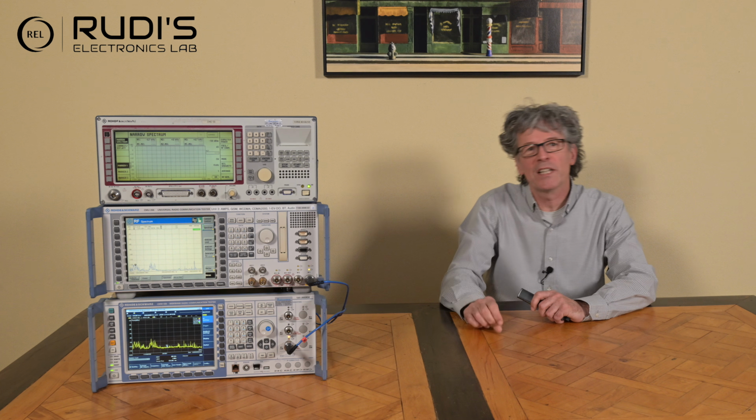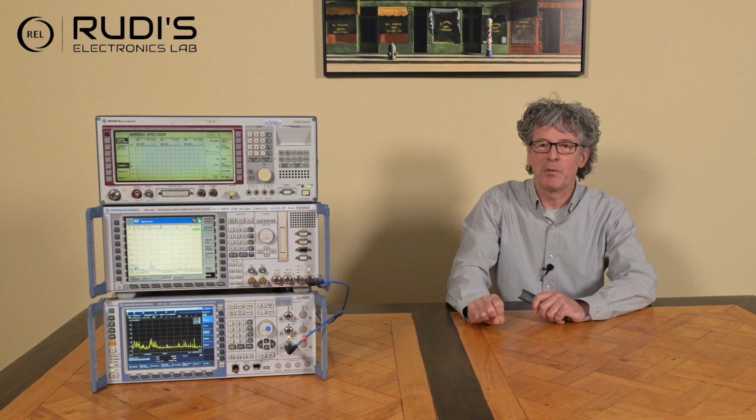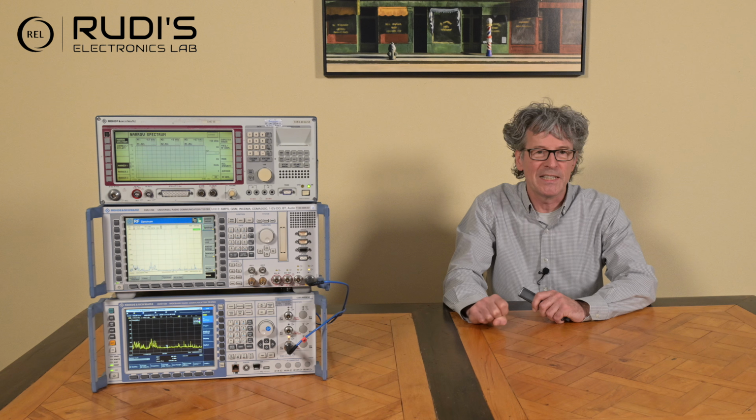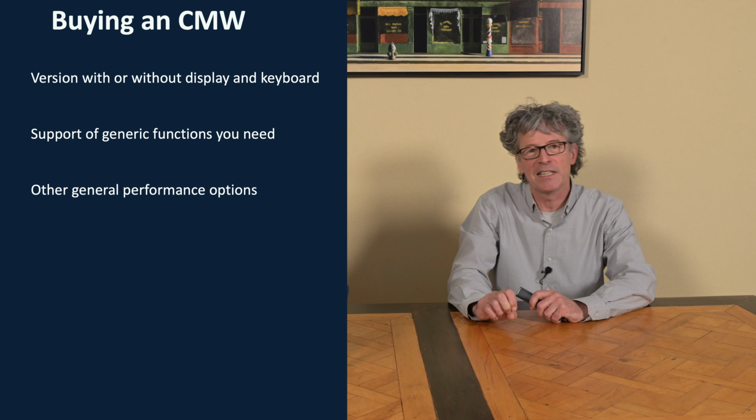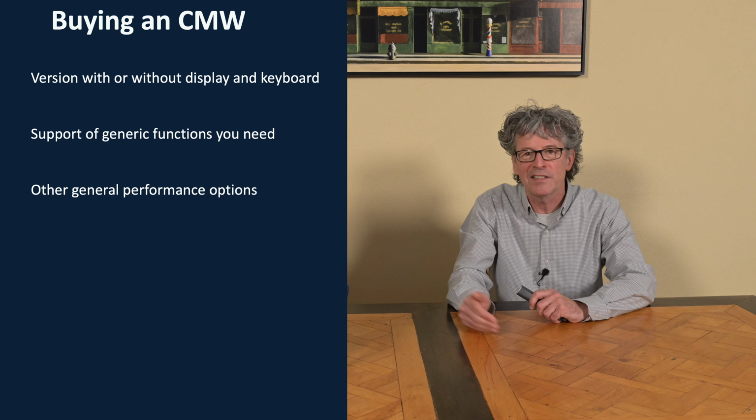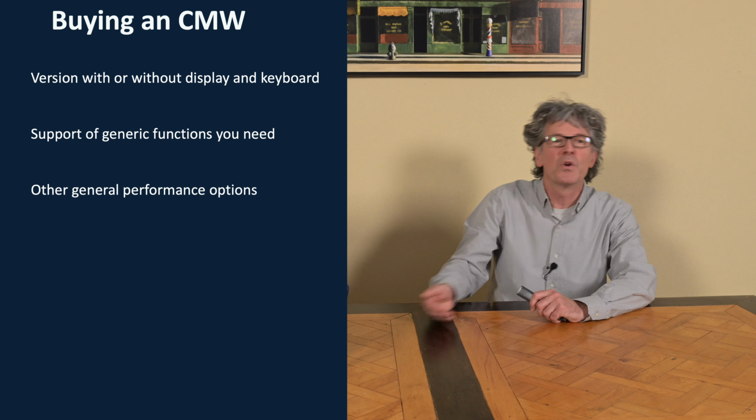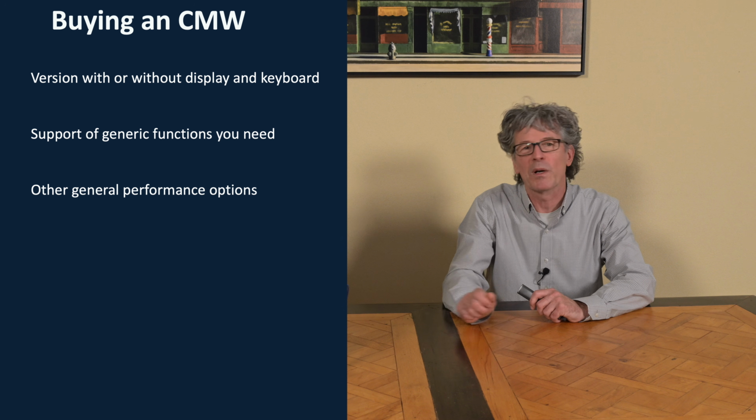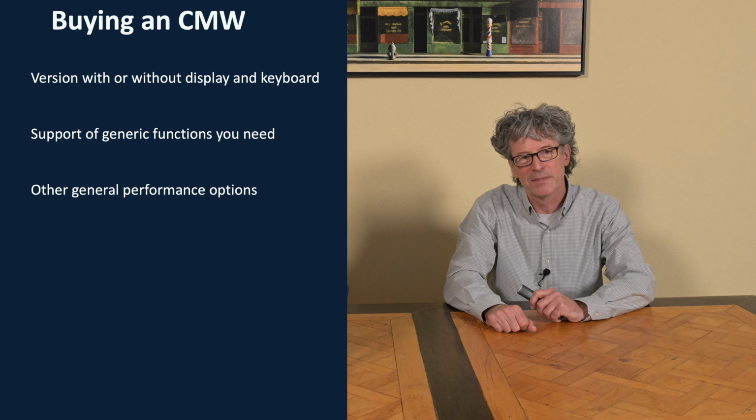Now, I want to focus on what you have to take into consideration if you would like to buy a CMW. First of all, what type of appearance does the device have? Does it need to have a display and a keyboard in it? Second of all, all the different functionalities in hardware and software. And thirdly, a number of general performance options that you probably want to think about when you're going to buy one.